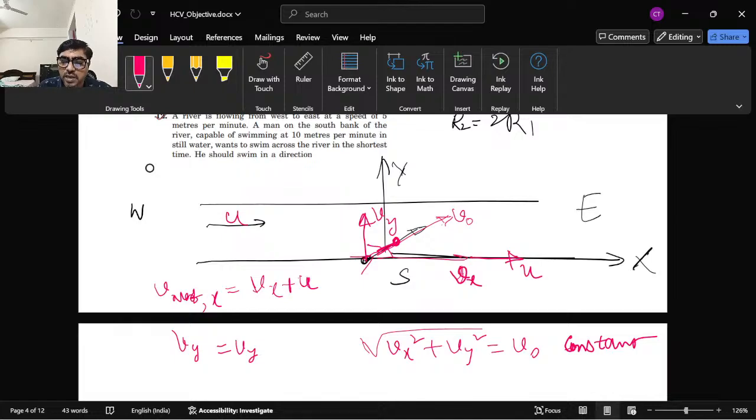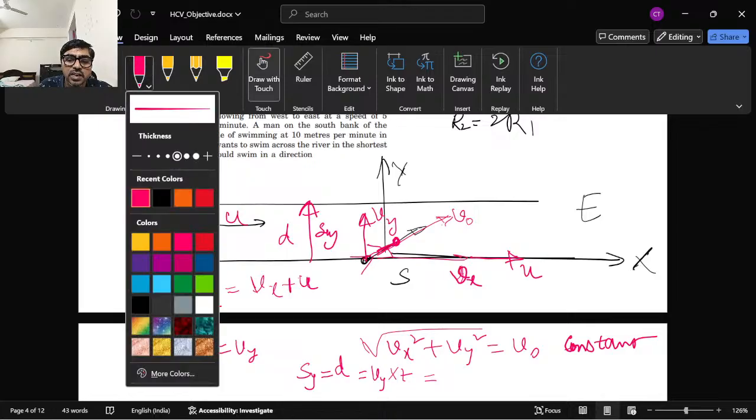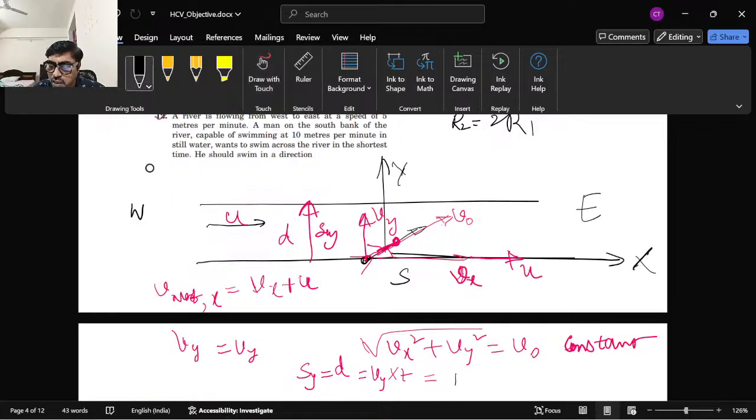Now, let's say this is displacement in y direction. That is river width. Displacement in y direction is width of the river, d. And that is equal to velocity in y direction into time taken. So I want the time taken there. So change the color. Red color is not good. Time taken will be equal to d by Vy.